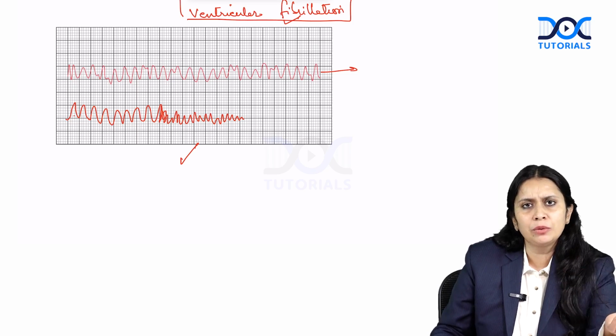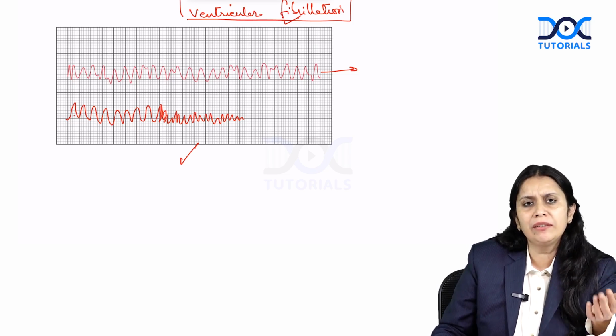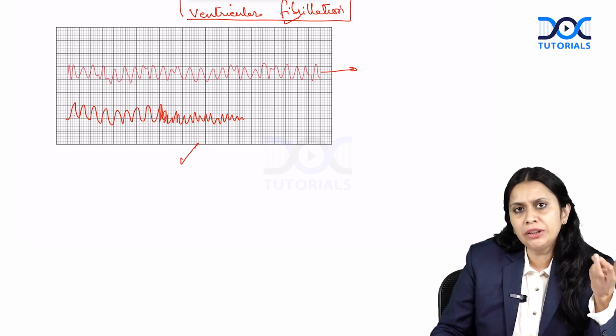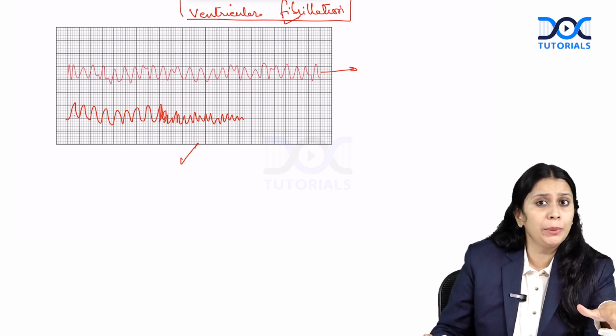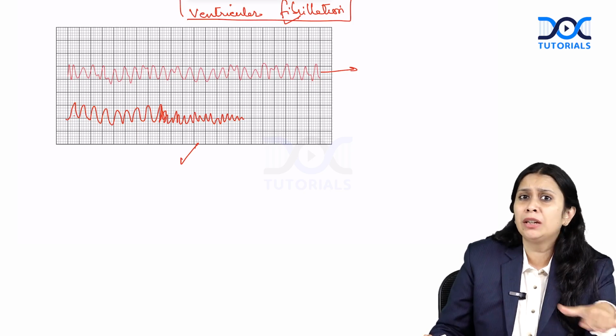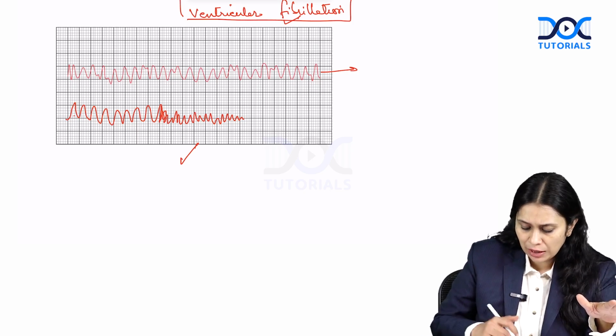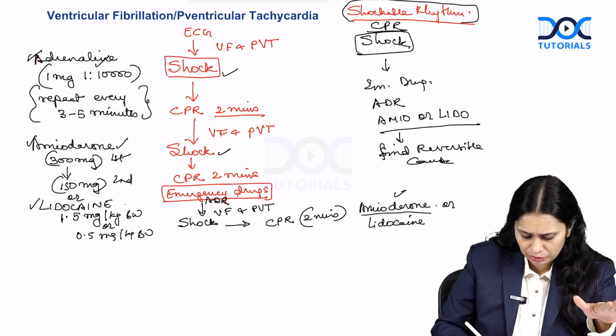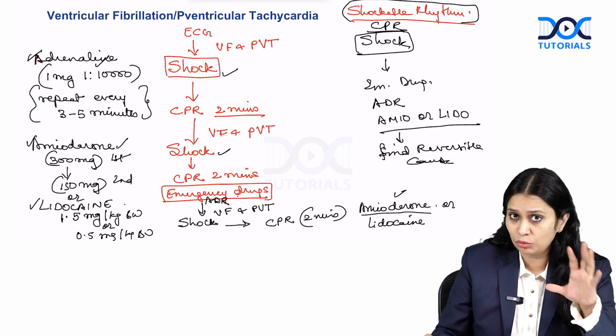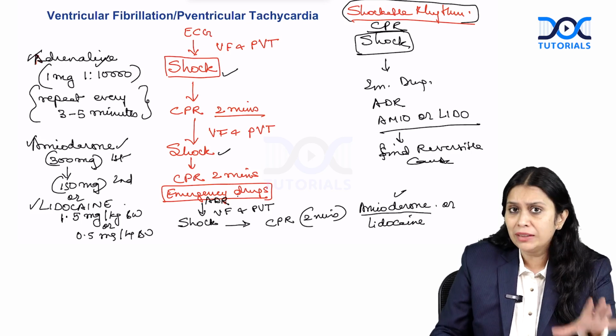Okay. So they can ask you, what is the emergency drug given in shockable rhythm? So 3 drugs, that is adrenaline, amiodarone, or lidocaine. No atropine, no soda bicarb, nothing else. Have I mentioned it? No. So what drugs have I mentioned? I have mentioned adrenaline, amiodarone, lidocaine. Nothing else, guys.